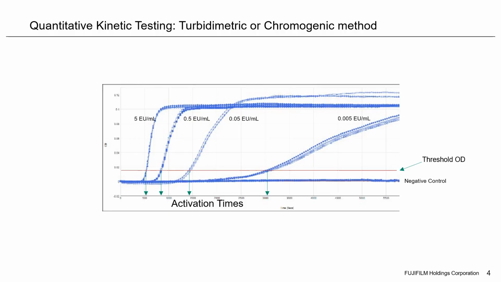I visualized that here for you. First, you'll notice the negative control remains unreactive above our threshold OD, optical density. That's set at 0.015 for our reagent.